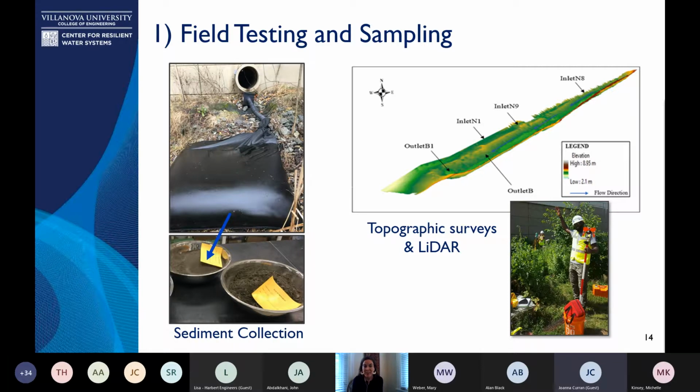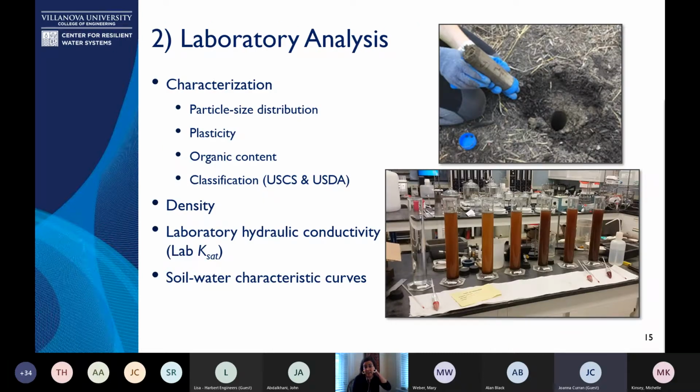We also did topographic and LiDAR surveys of the SMP, and then took the data that we collected back to the lab for characterization of the particle size distribution of the sediments that were collected and the soil that was collected through the soil cores. We analyzed the plasticity, the organic content, classified the soils, looked at the density, the hydraulic conductivity, and the soil water characteristic curves. And this was all overseen by my colleague, Dr. Kristen Sample-Lord.